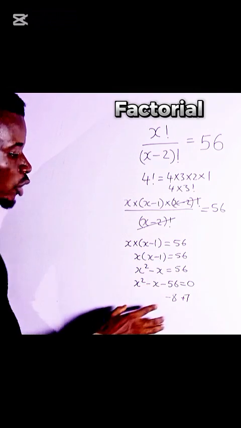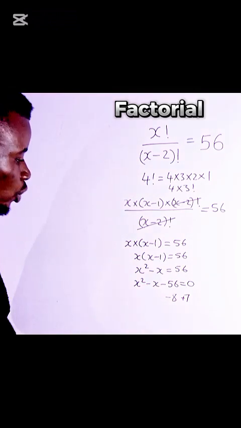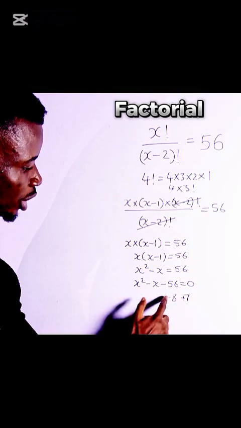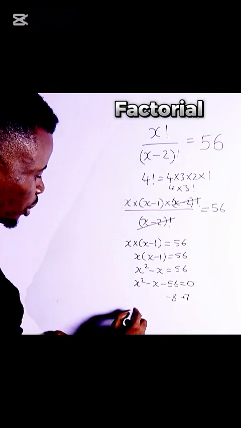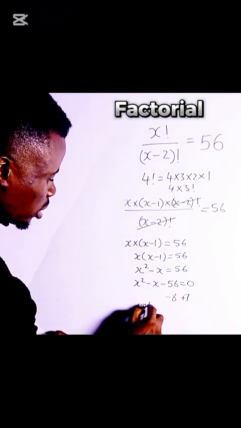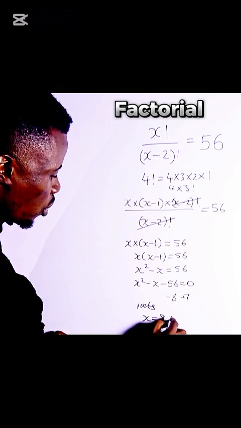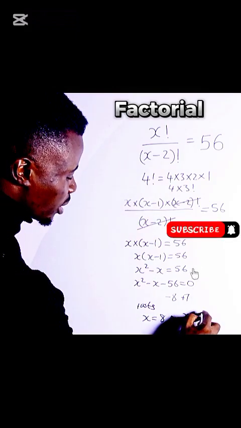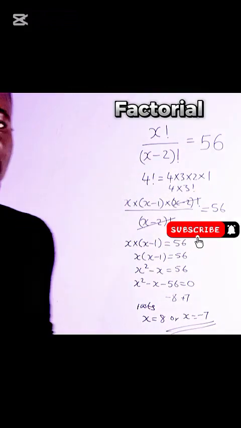So now, how do we get the roots of this equation in the fastest way? Once you have an expression like this, you can interchange the signs. So the roots become what? X equals 8 or x equals minus 7. So these are your final answers.